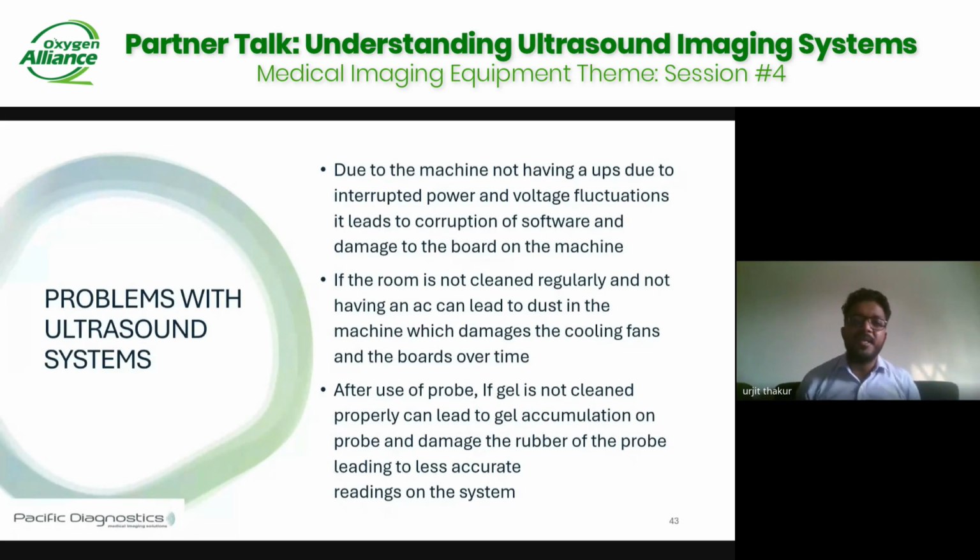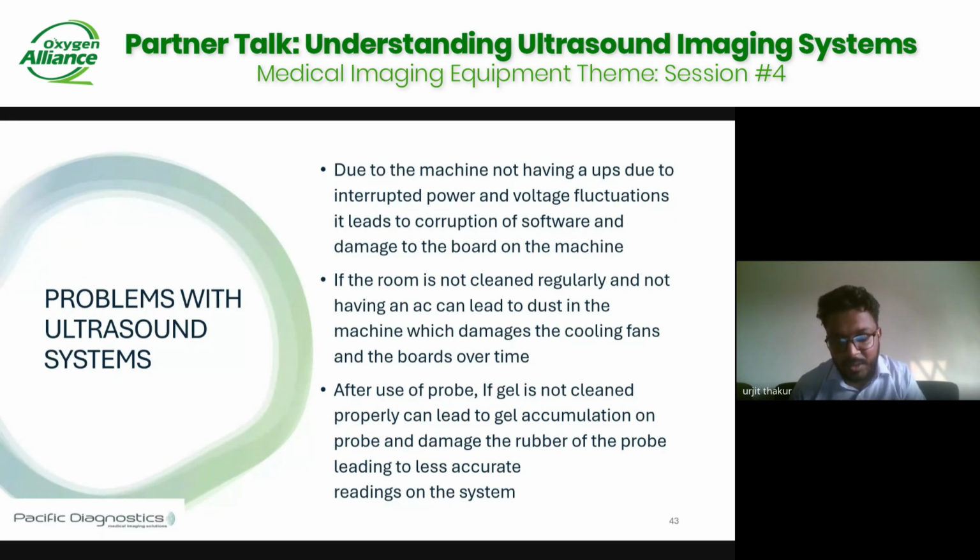Okay. These are the basic problems that I have encountered with ultrasounds. As I said, the UPS is very key. If your machine is not on a UPS, it can lead to damage in software as well as damage to the boards on the system. Secondly, in government hospitals, mostly, the cleaning is not done thoroughly. Not having an AC can lead to dust in the system, which damages the cooling fans as well as the boards over time. Over time, this becomes an added cost to the customer as well as an inconvenience to you.